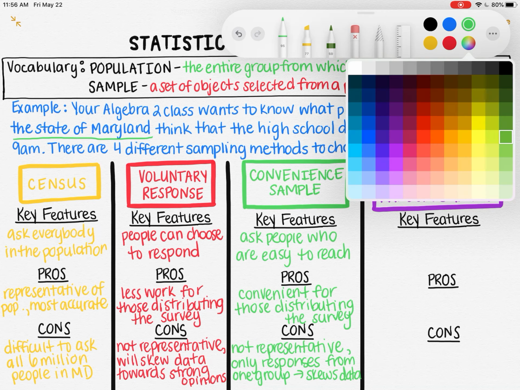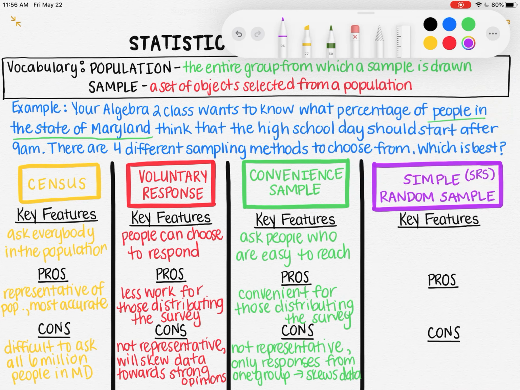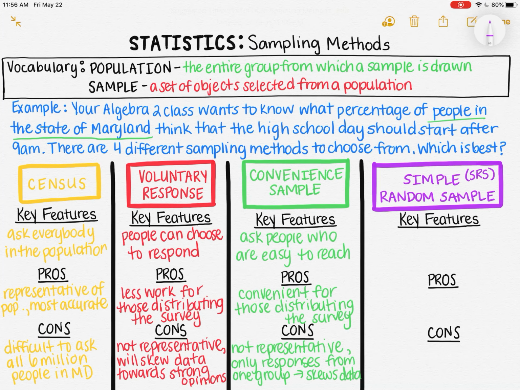All right. Now we have one more method to look at, which is the simple random sample, or SRS for short. A simple random sample is when everyone in the population has an equal chance of being randomly selected.